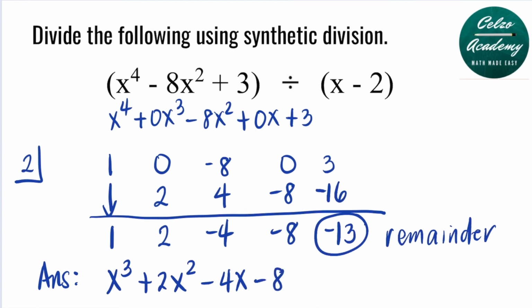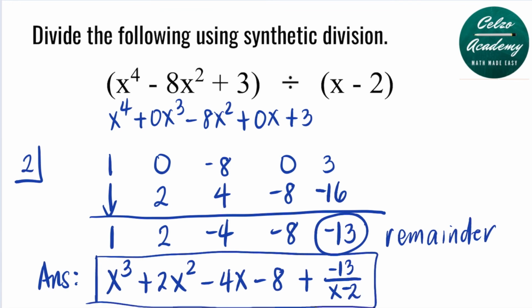The remainder is negative 13, so we will write plus the negative 13 divided by the divisor x minus 2. So this is the answer for this problem.